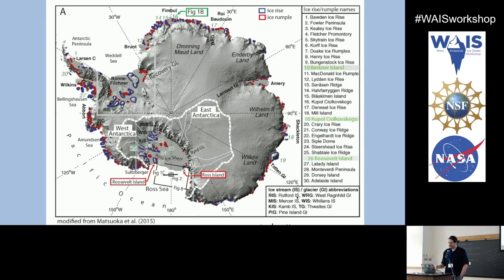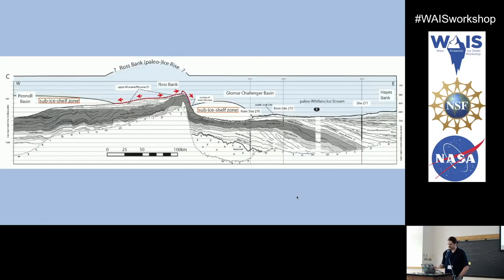And I want to direct your attention down to the Ross ice shelf in the Ross Sea. So the current calving front of Ross ice shelf is pinned by Roosevelt Island and Ross Island. And about 100 kilometers north of that calving front, where it's marked figure 1C, is a shallow submarine bank, Ross Bank. And I'm going to show you a cross section. So in the center of this cross section is Ross Bank. To the west, we have Pennell Basin, and to the east, we have Glomar Challenger Basin.